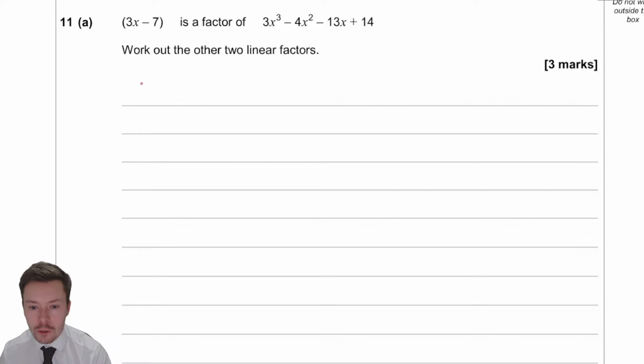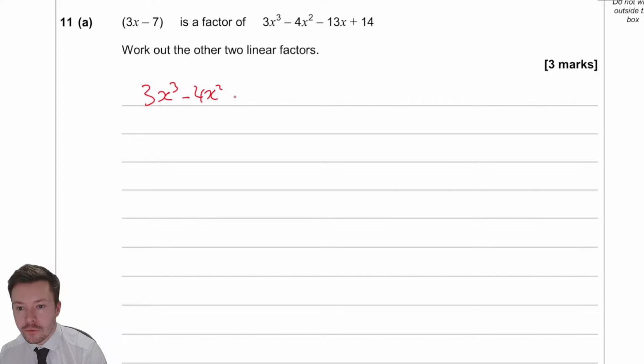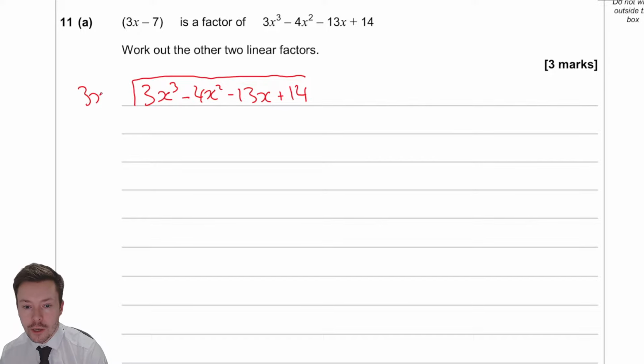We'll go from there. So algebraic polynomial division at first seems really confusing, but it's just a case of practice, and it's very repetitive. It's the same thing every single time. So it's like long division, just with algebra. So divide this by 3x minus 7. You take your first term, 3x cubed, and divide that by the first term in our factor, so 3x. So 3 divided by 3 is 1. X cubed divided by x is x squared. Then we're going to minus the x squared times everything.